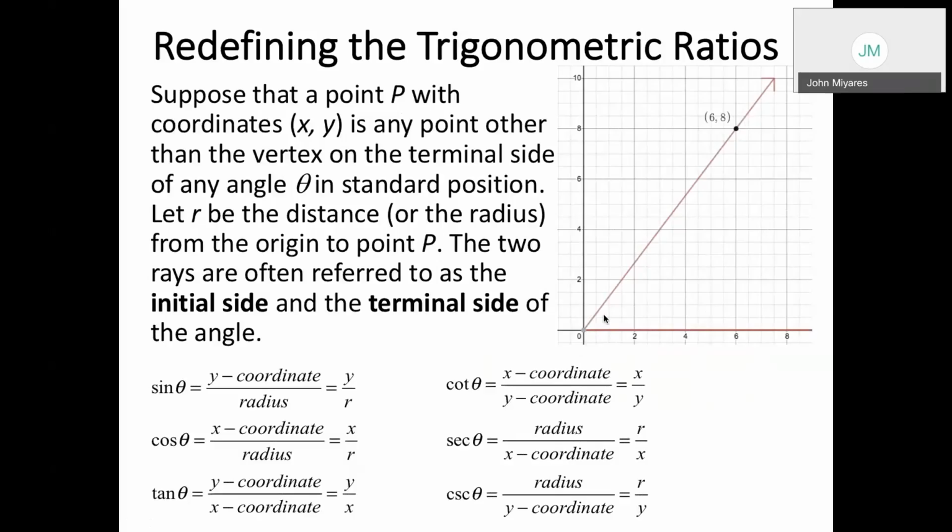To redefine the 6 trigonometric functions, what we're going to say now is that the sine of angle theta will be the y coordinate over the radius. The cosine of angle theta will be the x coordinate over the radius. The tangent of angle theta will be the y coordinate over the x coordinate. The cotangent is going to be the reciprocal of the tangent, x over y. The secant is the reciprocal of the cosine, radius over x. And the cosecant is the reciprocal of the sine, radius over y.